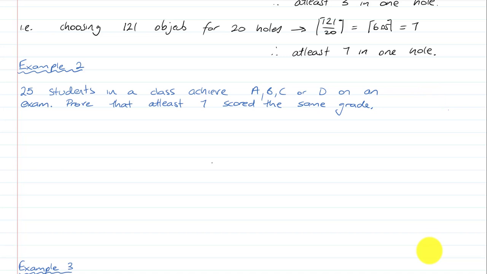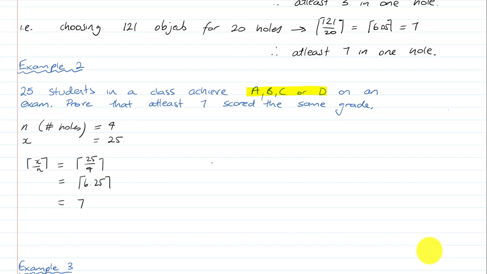So the first way to approach this is to go back to our traditional understanding and define n, which is the number of holes, as 4. And then to define x as the number of objects as 25, and then just do our ceiling of x over n, which is the ceiling of 25 over 4, which is the ceiling of 6.25, and that of course is 7. So our ceiling is 7.